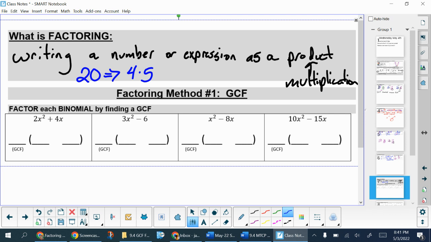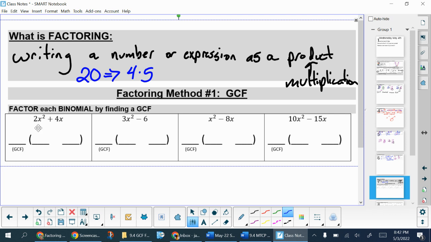Now, most of the time, what we're going to be doing is factoring in such a way that we're basically going in the reverse direction of the distributive property. It still actually is the distributive property. We're just going backwards from the way we've been doing it before. And the way we're going to be doing that is actually thinking a lot about that distributive property. And this GCF thing comes into play.